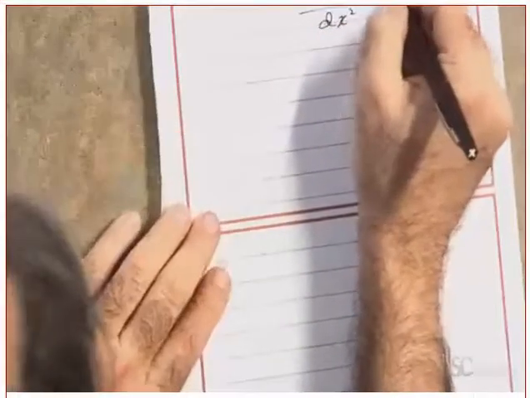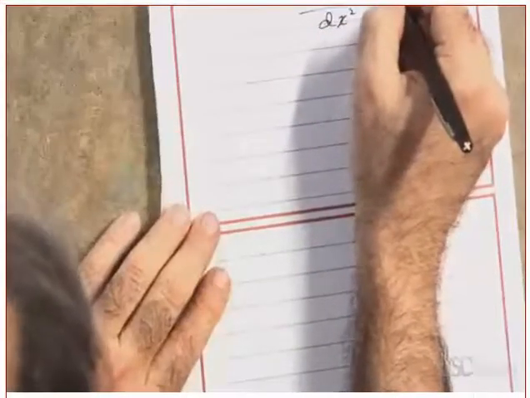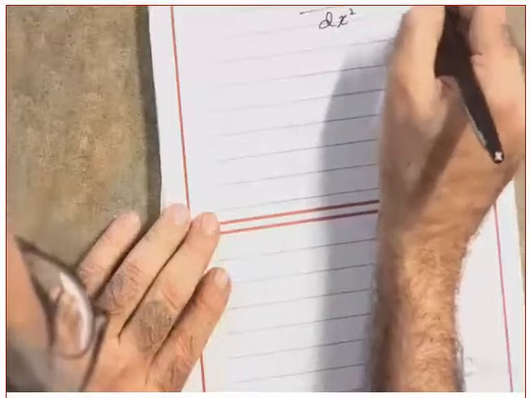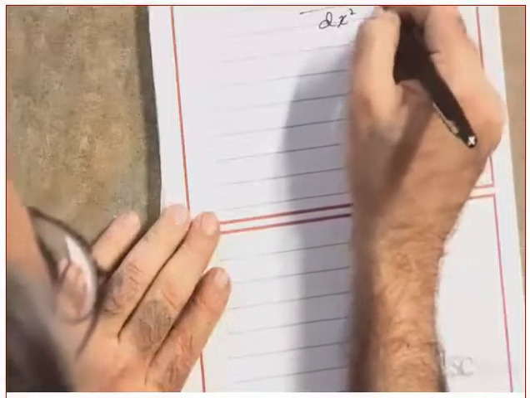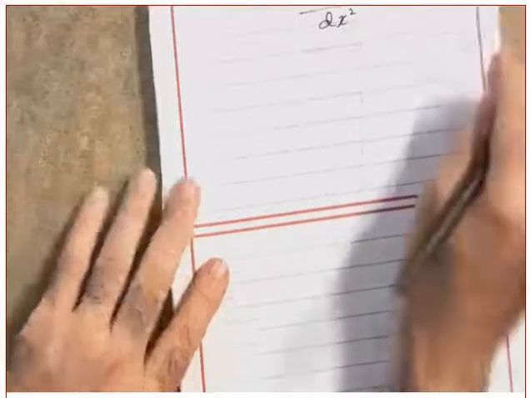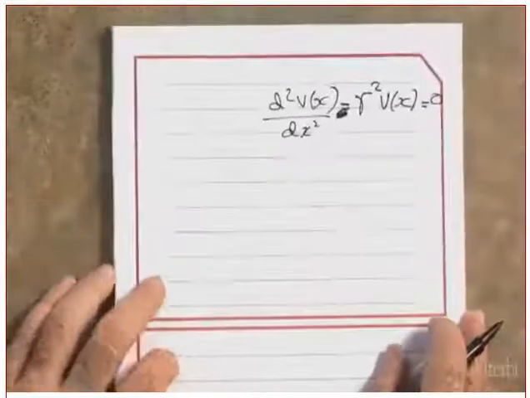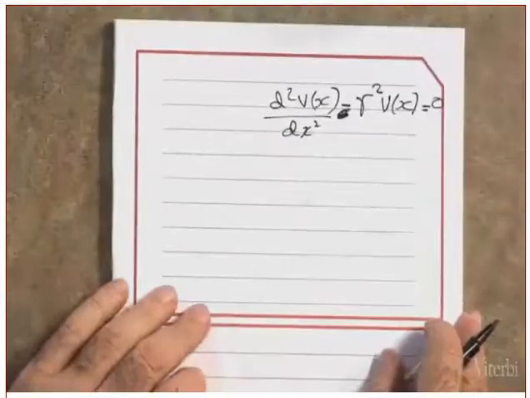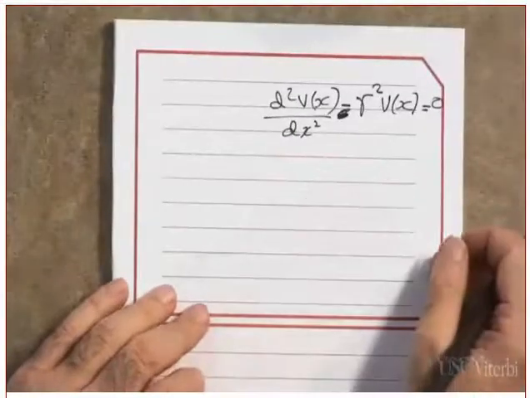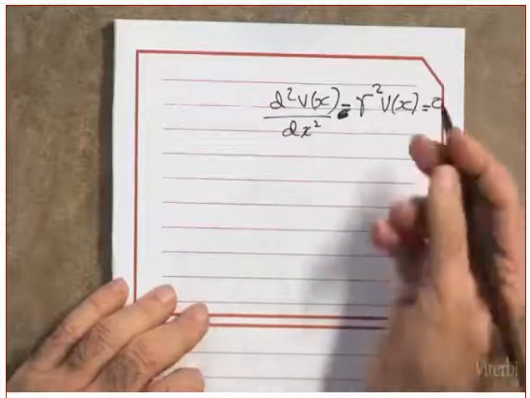What is this? A gamma square times what? V of x, this minus equal to what? Zero. Huh? We cannot see it. Anybody knows what this equation is called?